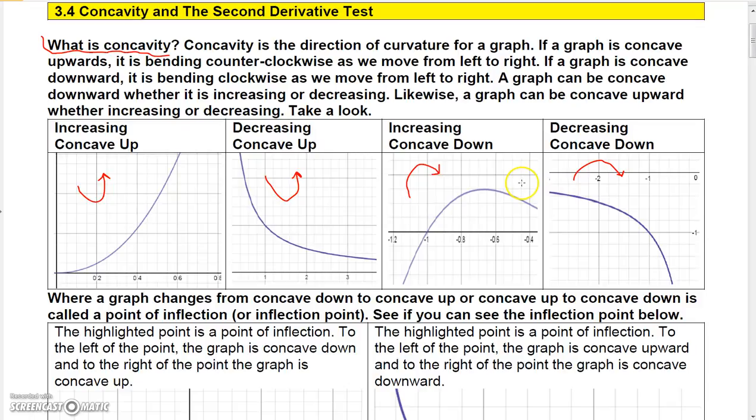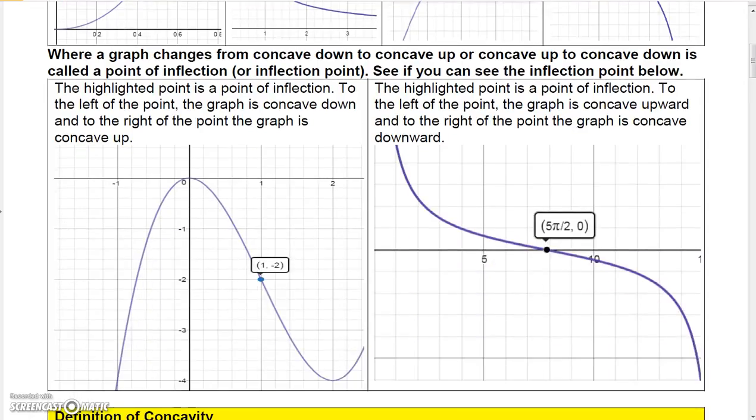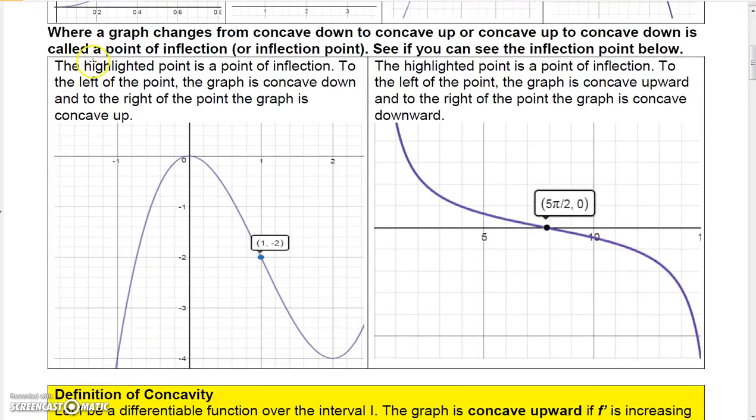So anyway, you can't relate concavity with increasing and decreasing, because a function can be concave up and increasing, and concave up and decreasing, or it can be concave down and increasing, or concave down and decreasing. So let's see if we can figure out how to determine concavity.